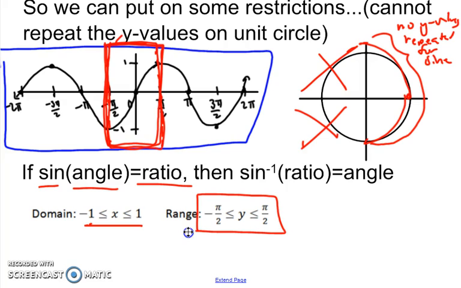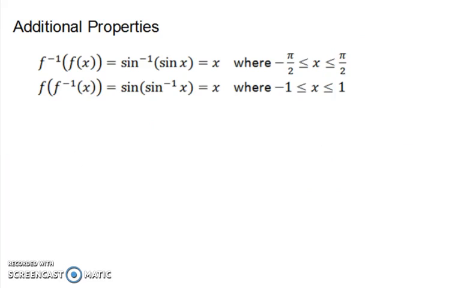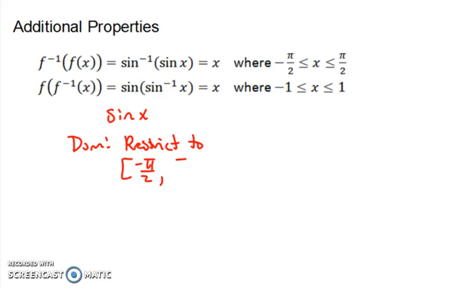So to undo sine, I can take the arc sine. What we take the arc sine of is the ratio, and every time it's going to spit out an angle. So the sine of an angle spits out a ratio, and the arc sine is going to spit out an angle. So thinking about that, if I think about the sine function, the domain was from negative infinity to positive infinity, but now I'm restricting it from negative pi over 2 to positive pi over 2, so that none of those y values repeat.